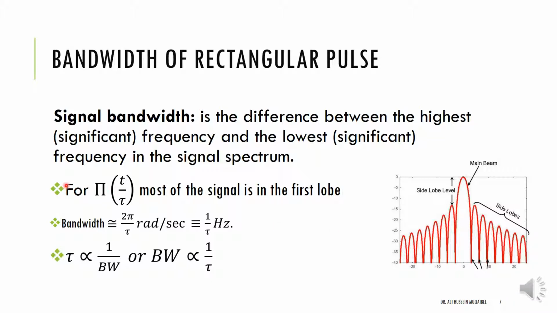Now, you will notice here that the bandwidth is inversely proportional to the time duration of the pulse, because pi t over tau gives you sinc tau. So we have an inverse relation. If you want sharper pulses that take shorter time, to send more data, it will be inversely proportional to the bandwidth, which means you need more bandwidth.